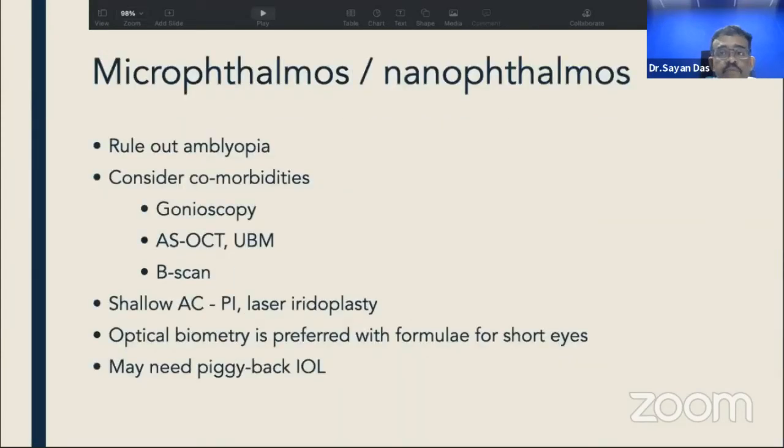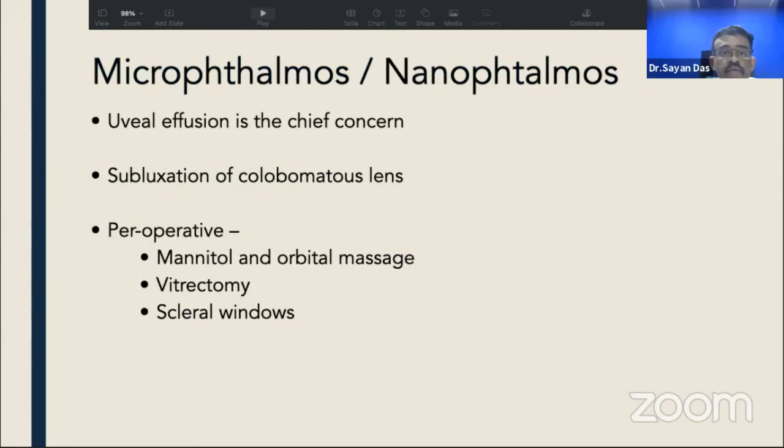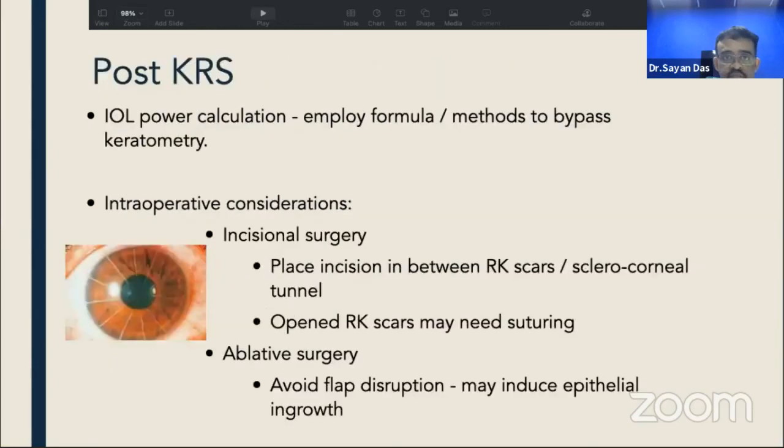If there is microphthalmos or nanophthalmos, we should rule out amblyopia, and consider comorbidities with gonioscopy, AIOC, UBM, B-scan. If there is a shallow AC, we should think about PI or laser iridoplasty. Optical biometry is preferred normally for a short eye, and we may need a piggyback IOL. Uveal effusion is the chief concern in these cases. If there may be a subluxation of a coloboma lens, we have to take care of that also. And perioperatively, we should utilize mannitol, orbital massage, vitrectomy, or scleral windows to take care of high positive posterior pressure.